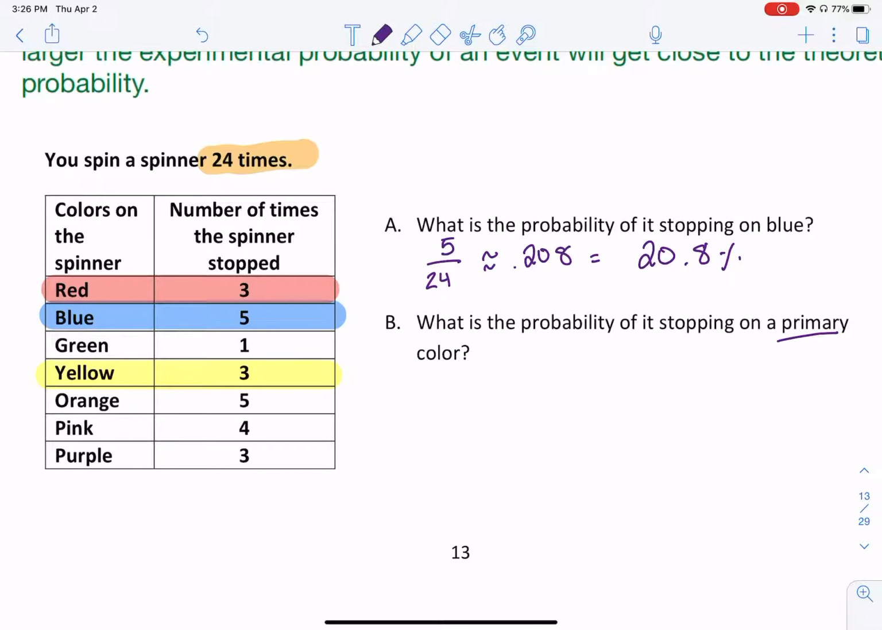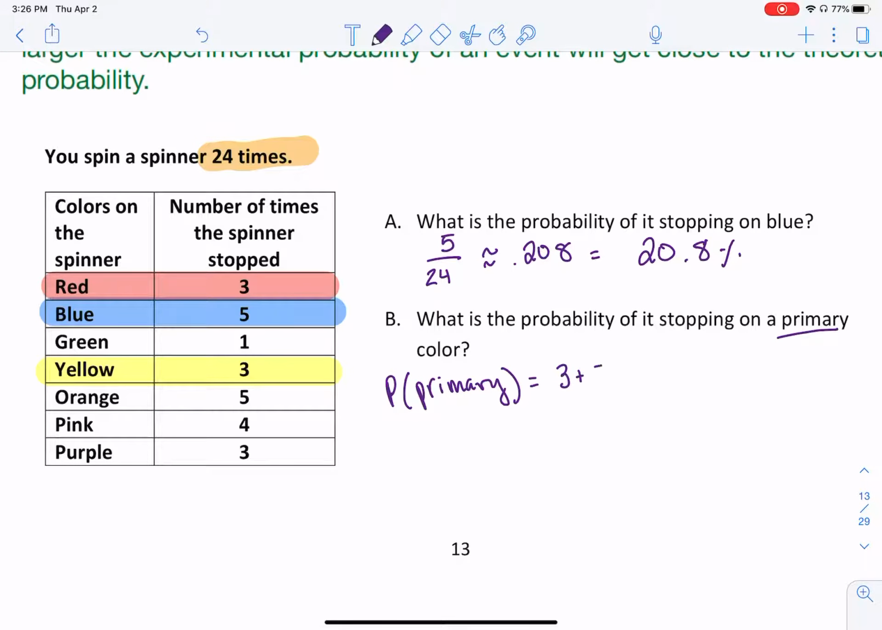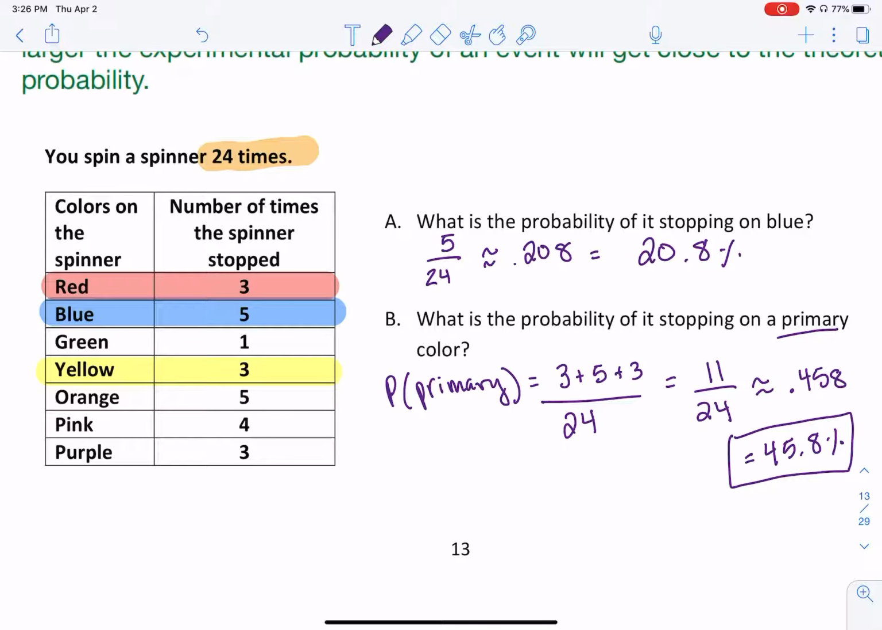So the probability that we land on a primary color would be equal to, so we have to add them together, 3 plus 5 plus 3 all over the total spins. So that is equal to 11 over 24. And that's just about 0.458. So 45.8% that we land on a primary color.